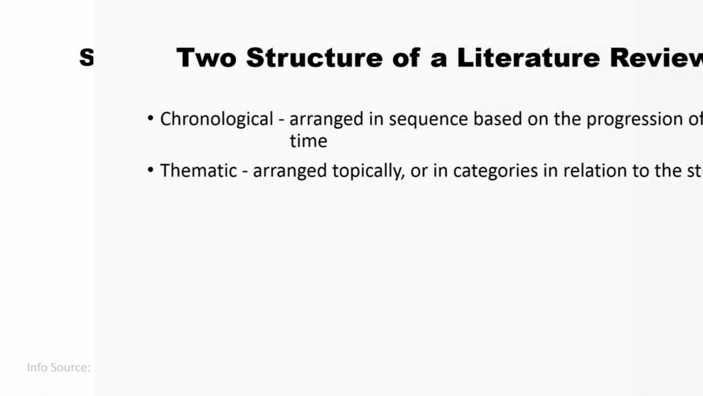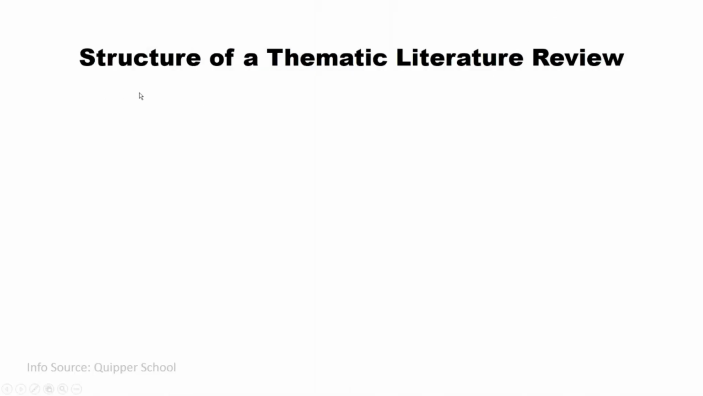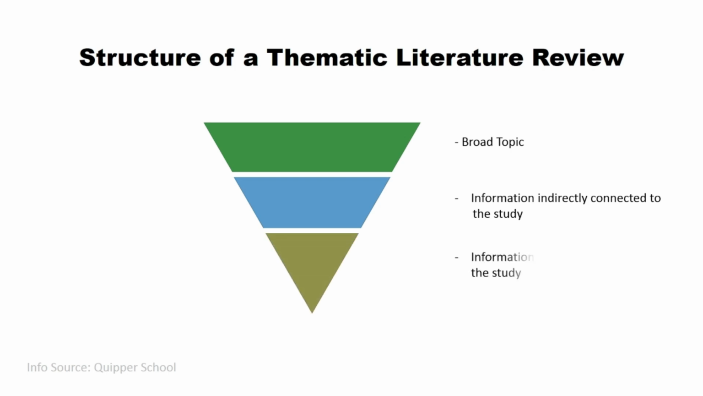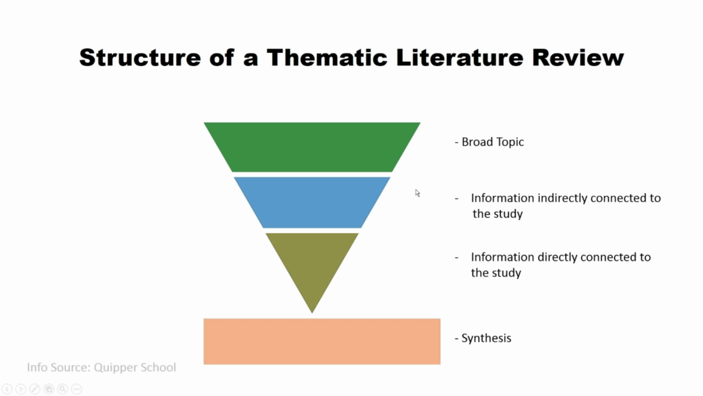Okay, so simulan natin. So this is going to be the structure of a literature review. So pinakauna nating tandaan, yung pinakaunang parte ng thematic literature review would be this one. This is the broad topic. And then the next one is the information indirectly connected to the study. And the third part is the information directly connected to the study. So kung meron tayong indirectly, meron tayong directly connected to the study. And then lastly would be the synthesis. So all of these things will be discussed later on.